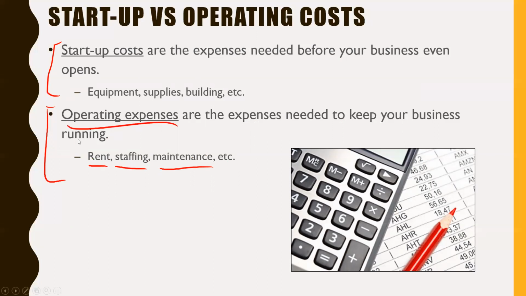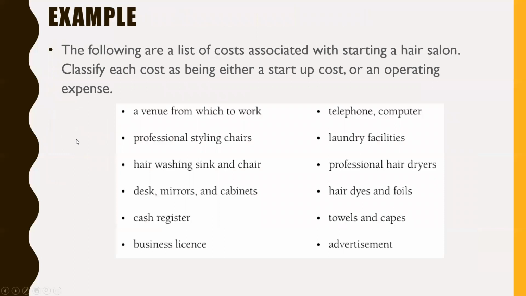Okay, we're going to do a quick example. The following are a list of costs associated with starting a hair salon. Classify each cost as being either a startup cost or an operating expense. Just to save us some time, we'll say S will be startup cost and O will be operating expenses. I want you to think about these as we go through, okay?